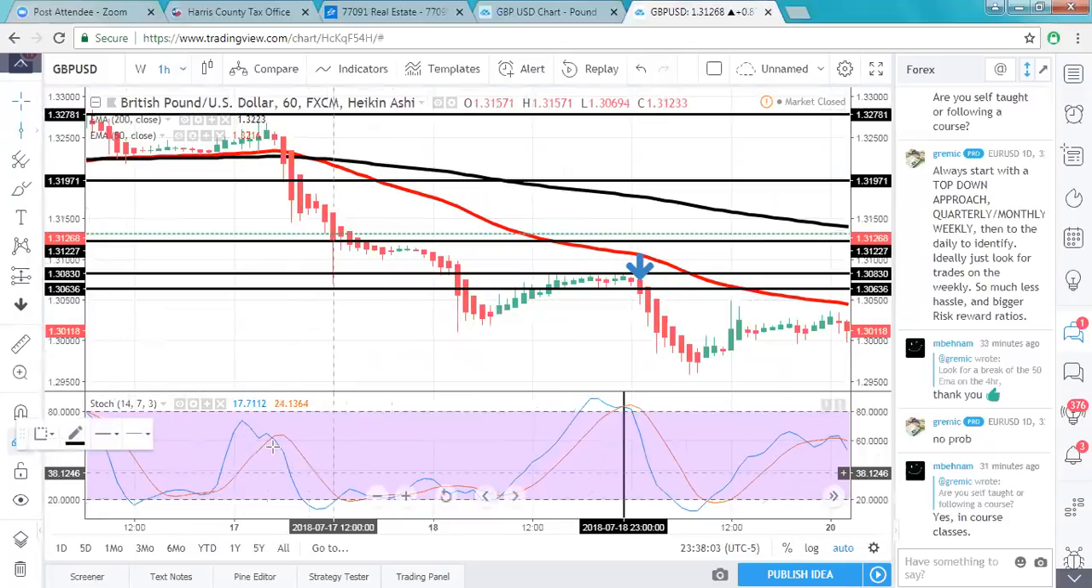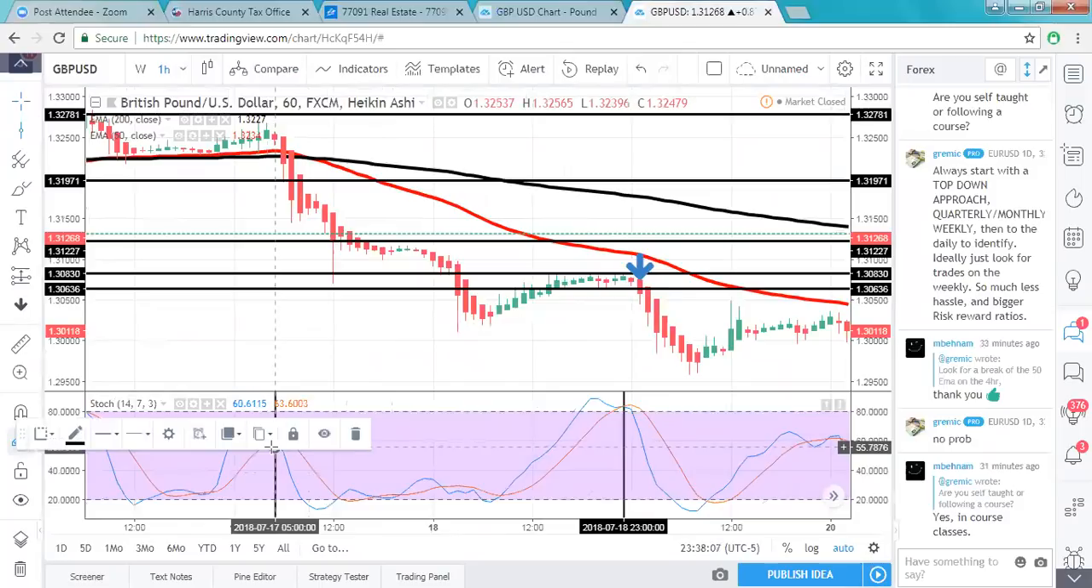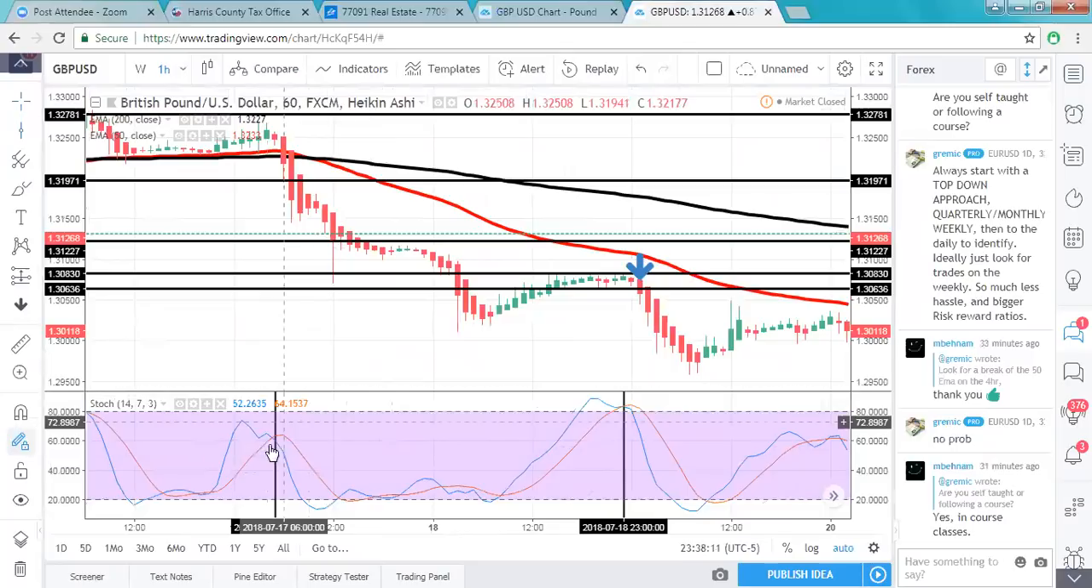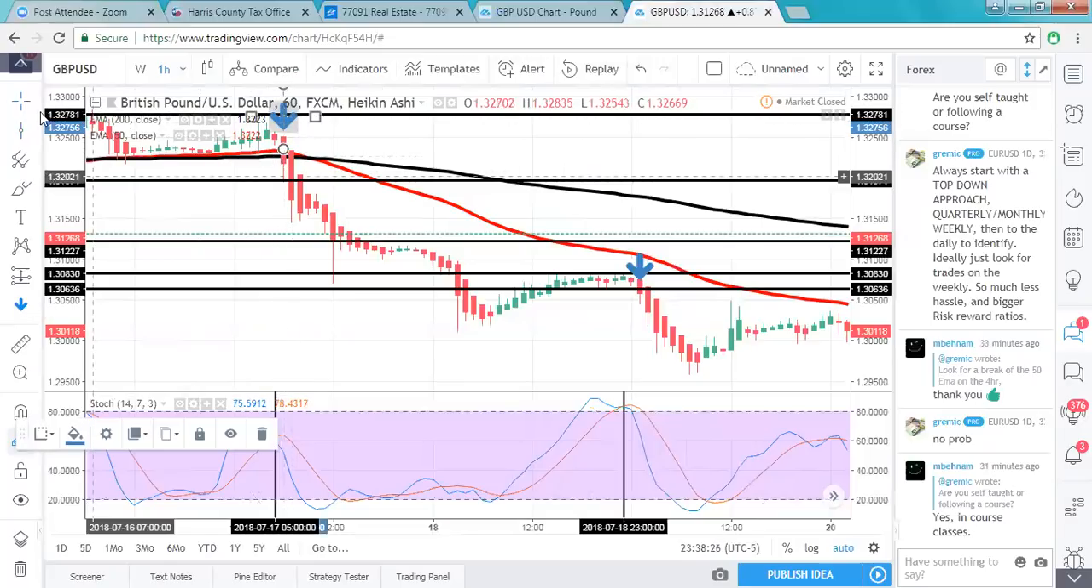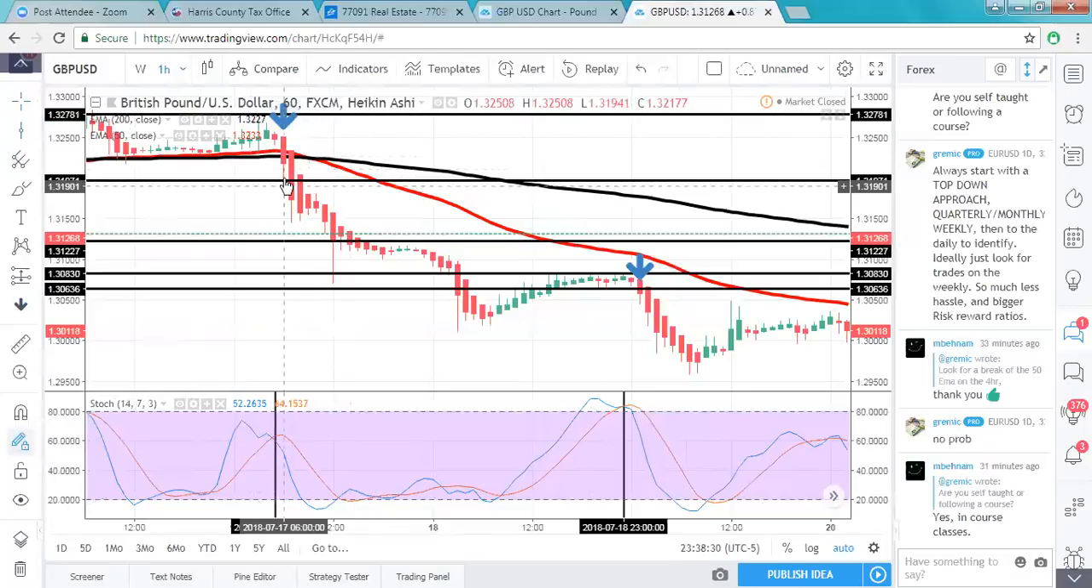So you see here how the stochastic crossed down for the sell. So boom, that's my first signal. You see how price was exhausted in this area. You also see the flat candlestick appear. But your strongest time to get in is when you see this right here happen.